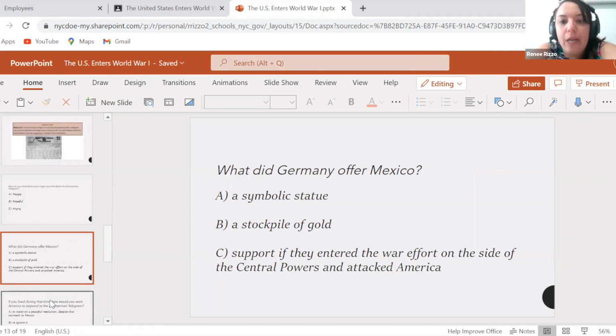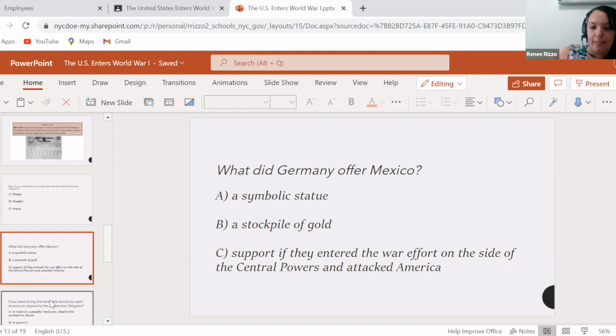What did Germany offer Mexico? A, a symbolic statue, B, a stockpile of gold, or C, support if they entered the war effort on the side of the Central Powers and attacked America. So there was no mention of a symbolic statue. There was no mention of B, a stockpile of gold. So the correct answer here is C, support if they entered the war effort on the side of the Central Powers and attacked America.